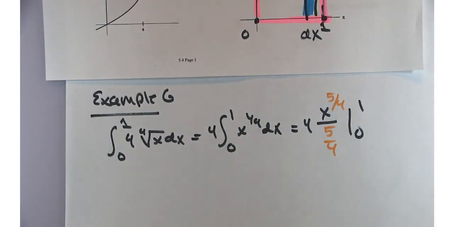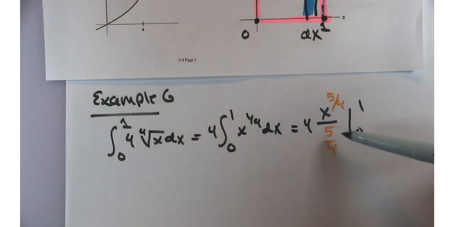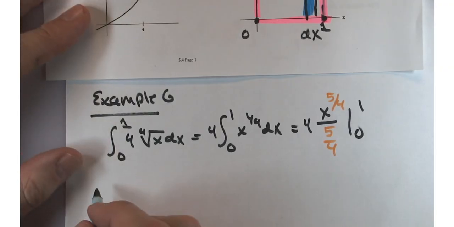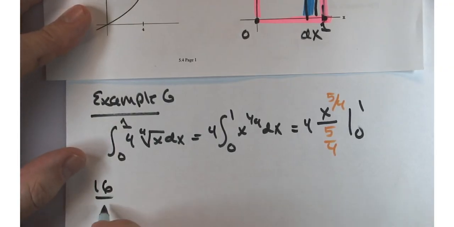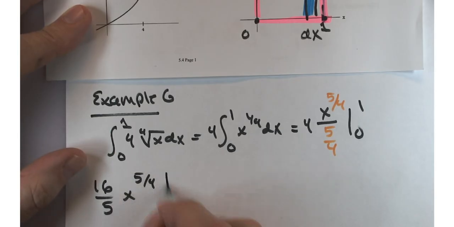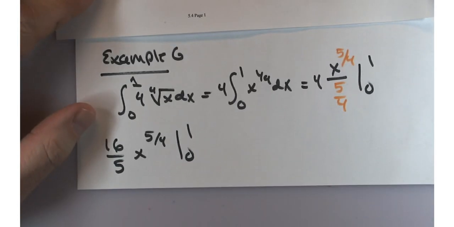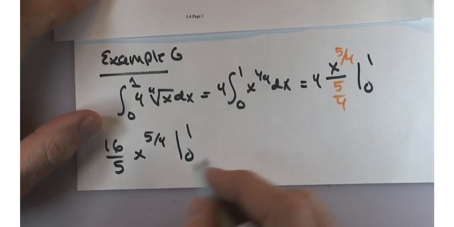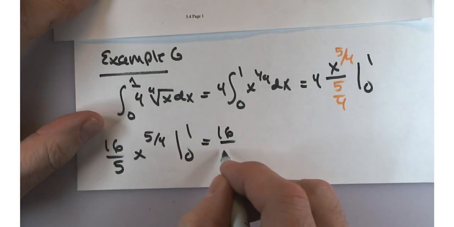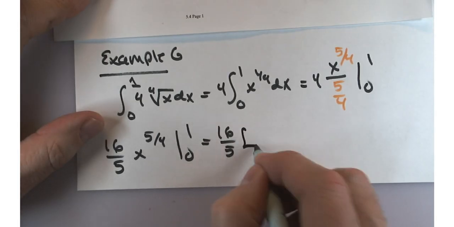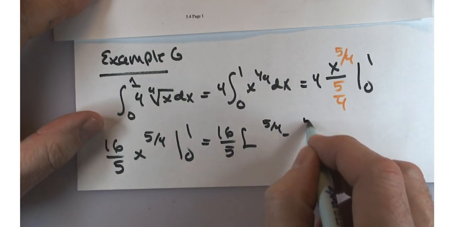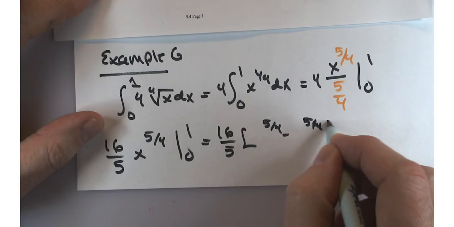It might be in your best interest to clean that up. Dividing by 5/4 is like multiplying by 4 over 5. So I'll get 16 over 5 times x to the 5/4 between 0 and 1. That constant's just a constant, so I'm just going to leave it factored out. 16 over 5 times 1 to the 5/4 minus 0 to the 5/4.